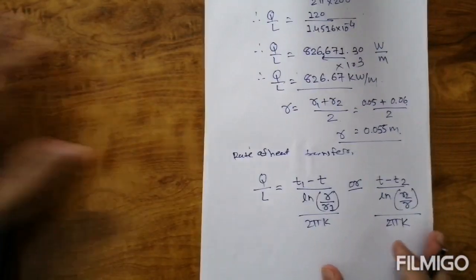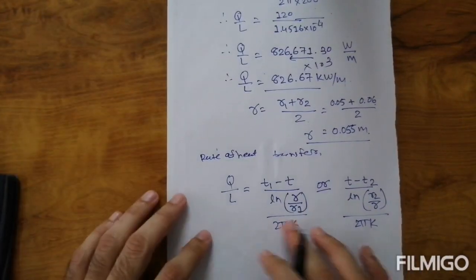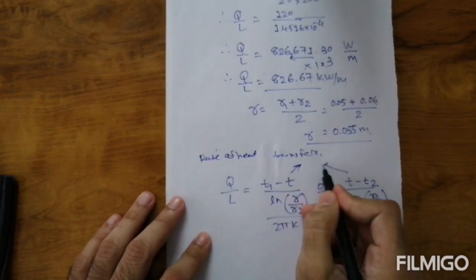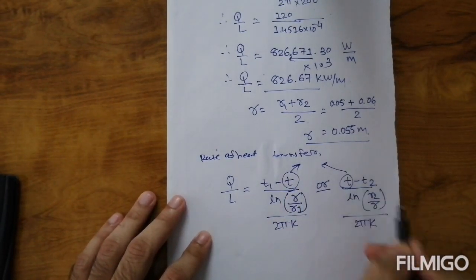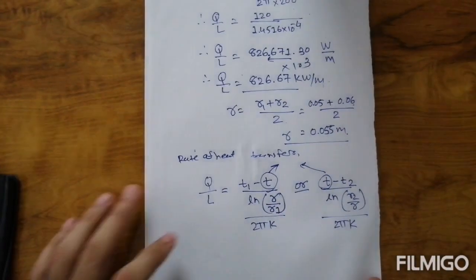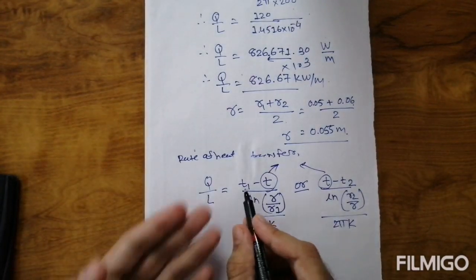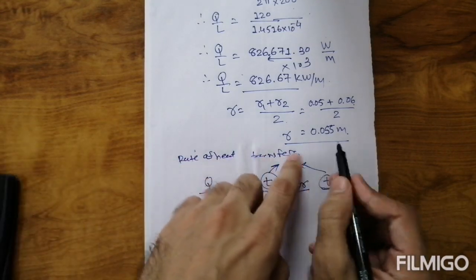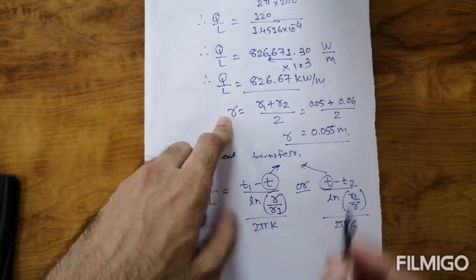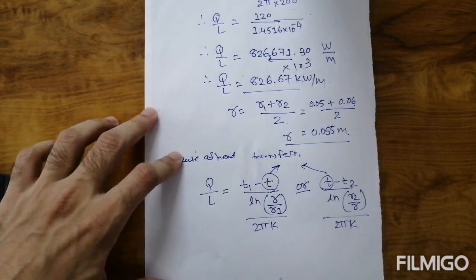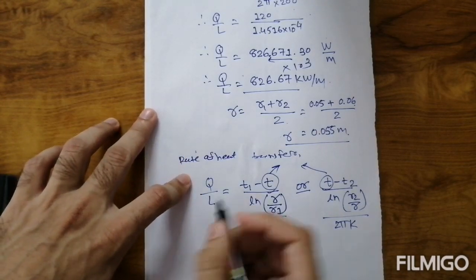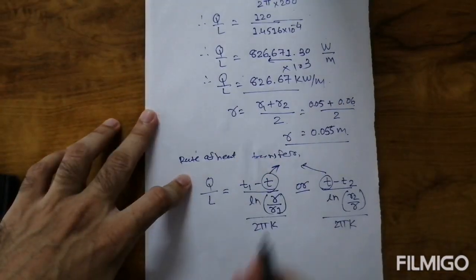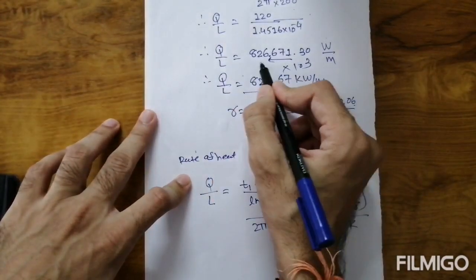Using either of these two equations, we can find the value of T. Because T1 is given and R is already found. How to find R? You can see here, take the average. Each and every value is given. We already found Q by L, but you cannot use kilowatt here; use watt per meter.